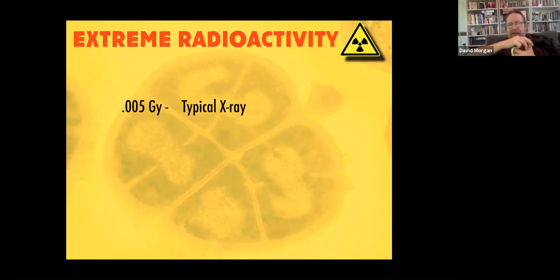One of the units of X-ray exposure is called the gray, G-R-E-Y or G-R-A-Y. The amount of radiation that is immediately deadly is about 10 grays. 1 gray is enough to probably give you radiation poisoning or even long-term cause cancer.